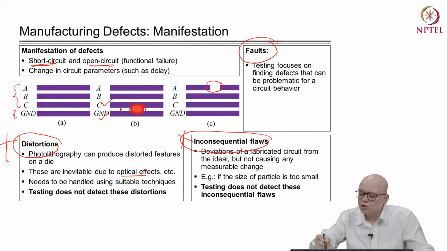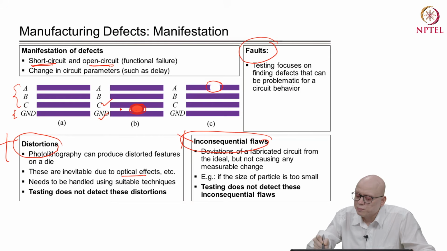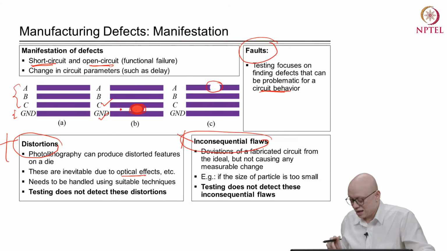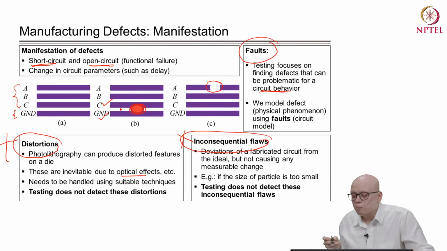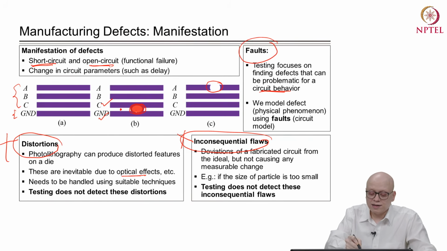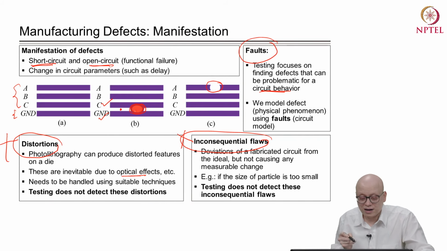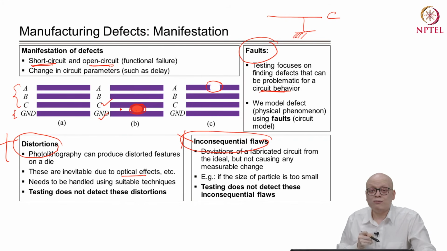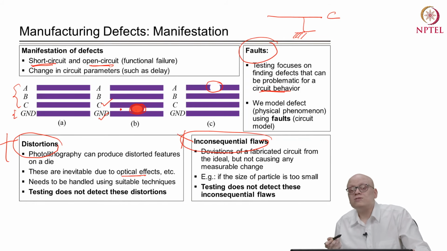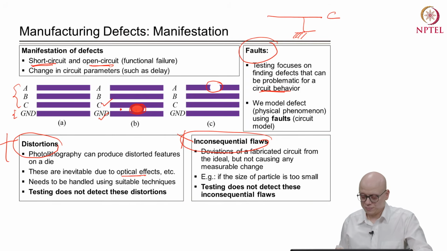Testing focuses on finding defects that can be problematic for circuit behavior, and the defects are modeled as faults in our circuit. For example, we can model this defect of conducting particles sitting between line C and ground by a fault which is known as a stuck-at fault. We can say that this line C is stuck at 0 by this defect, right. So, we model defects using faults, and the purpose of testing is to detect those faults, right.